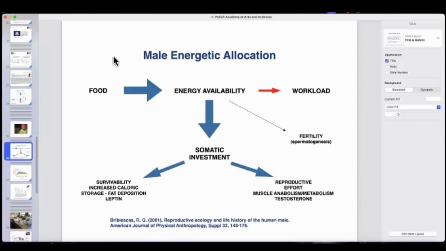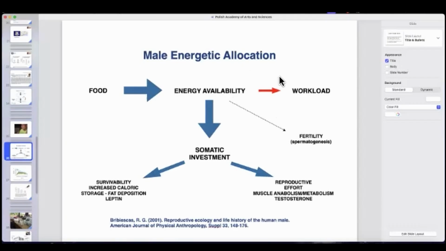And in looking at males, the model that is my touchstone, that I kind of rely on, is this early model that I developed going on almost 25 years ago. I choke up to think about that, but it is almost 25 years ago. And that is that male energetic allocation is very different compared to females when you're looking at reproduction.